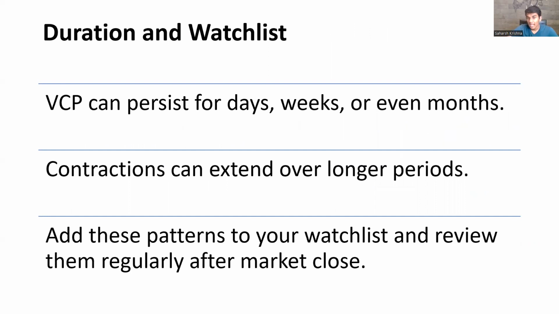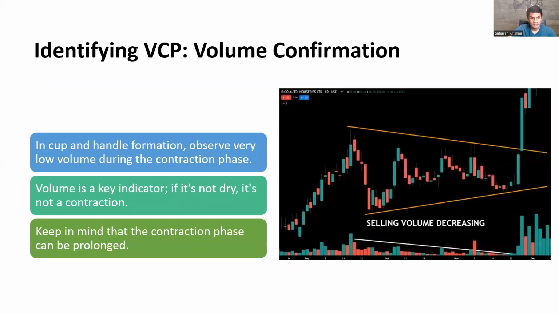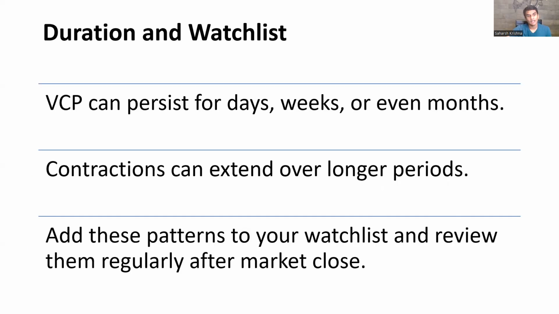Future steps: One, add potential VCP setups to the watch list. Two, review regularly after market close. Three, monitor for extended contractions, which are marked by decreasing volatility and volume, which identifies a period of uncertainty and indecision. So when VCP is identified early, be ready to trade a breakout.